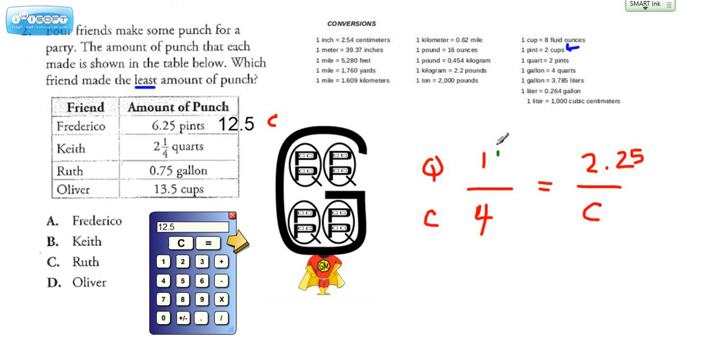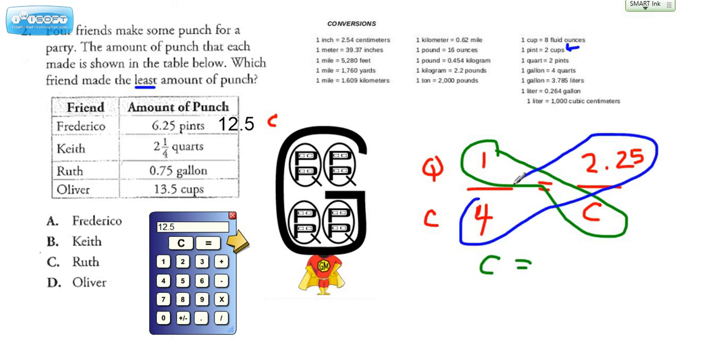All right, same thing. We're going to use our cross products. 1 times C is C. The other cross product would be this times this. Let's use the calculator to see how many cups that's equal to. We'll clear what we had in there. So we're multiplying 4 times 2.25, equals. All right, so we get 9 cups is the equivalent.